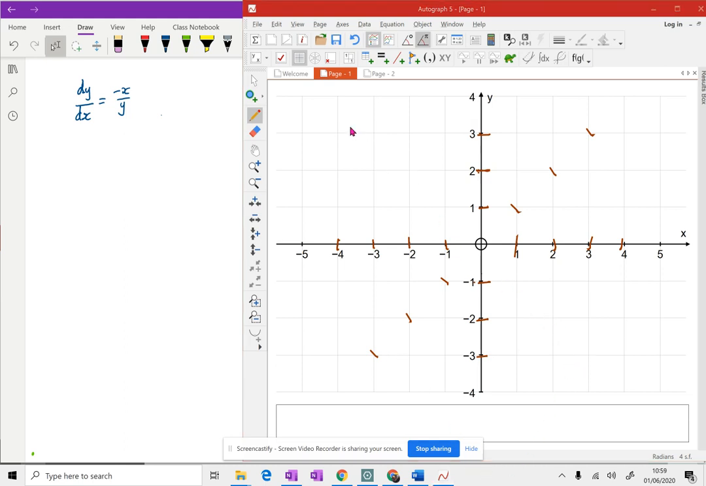What about the line y equals minus x? Well, that point is 1, minus 1: minus 1 over minus 1 is plus 1. 2, minus 2: minus 2 over minus 2 is plus 1. Minus 1, 1: minus minus 1 over 1. Everywhere on this line, you're going to have a gradient of plus 1.